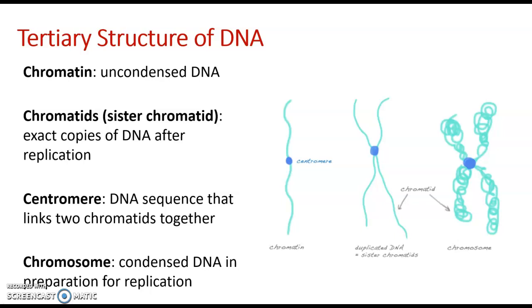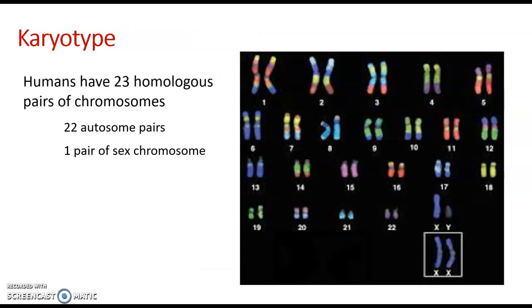And the chromatids are going to be connected together by the centromere. The thing that connects the 2 sister chromatids together is the centromere. And then when it's condensed down, we know that that is called the chromosome. And when that cell does finally undergo replication, the DNA will be in the chromosome state, wound around those histone proteins.